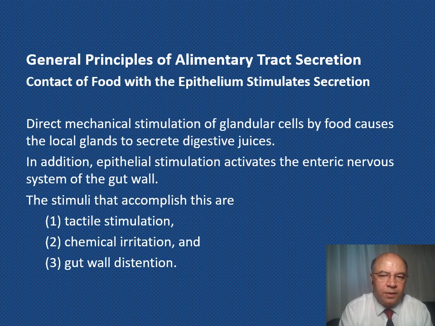General principles of alimentary tract secretion. Contact of food with the epithelium stimulates the secretion. Direct mechanical stimulation of glandular cells by food causes the local glands to secrete digestive juices. In addition, epithelial stimulation activates the enteric nervous system of the gut wall. The stimuli that accomplish this are tactile stimulation, chemical irritation, and gut wall distension.